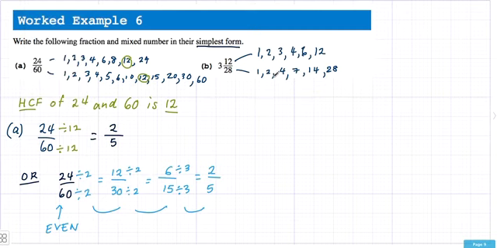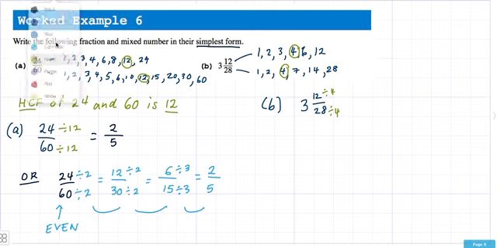Remember, common means it's in both lists, and you can see here that the thing that's common is the 4. So what we can do is divide the top and the bottom of this fraction by 4. So for B, we've got 3 and 12 28ths. I'm going to divide the top and bottom of the fraction part by 4. Divide by 4, divide by 4. So 12, I'll write my whole number part. 12 divided by 4 is 3. 28 divided by 4, 7.